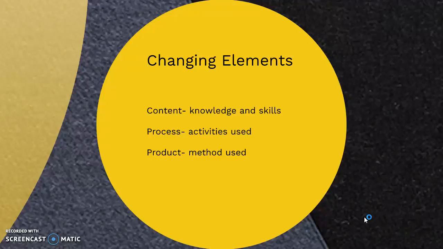And then product, that is more or less the method students use to demonstrate learning. So how are you going to assess what they've learned? And maybe you need to change how you assess it based upon the student's needs. And differentiated instruction will involve you changing one or more.